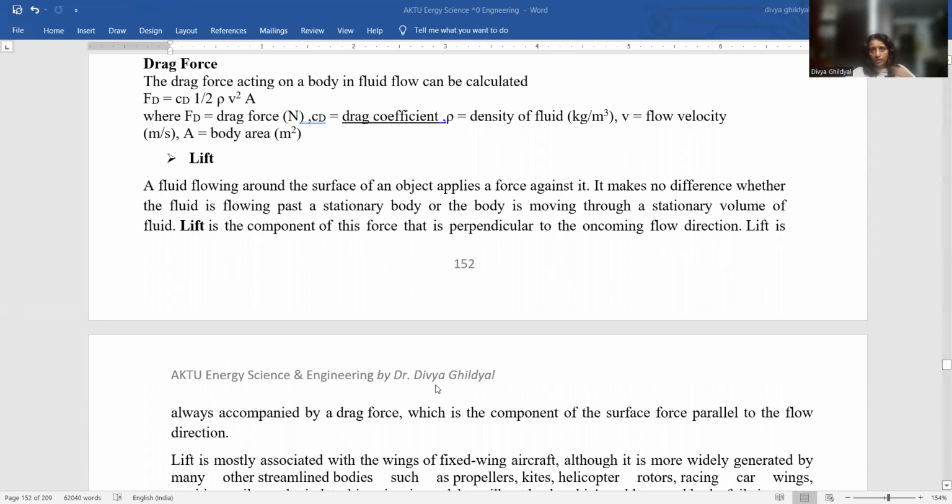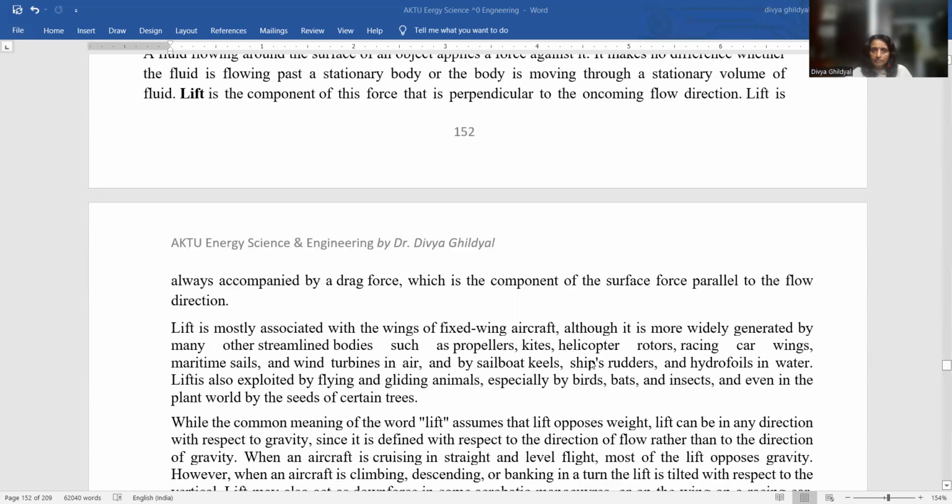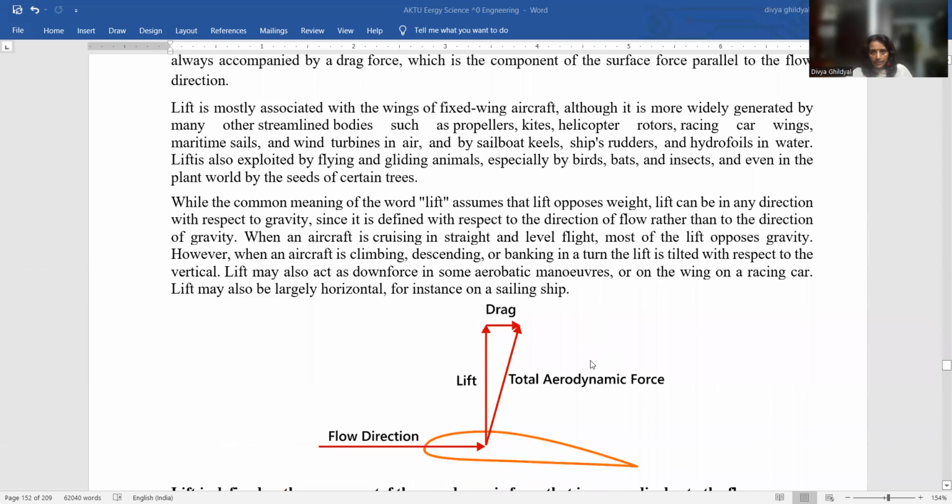Lift: a fluid flowing around the surface of an object applies a force against it. It makes no difference whether the fluid is flowing past a stationary body or the body is moving through a stationary volume of fluid. Lift is the component of this force that is perpendicular to the oncoming flow direction. So lift is always accompanied by a drag force. Here, look at this diagram. See, you are lifting. So this will be accompanied by a drag force.